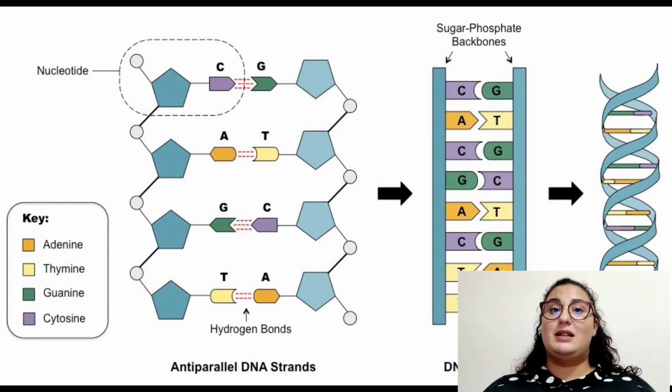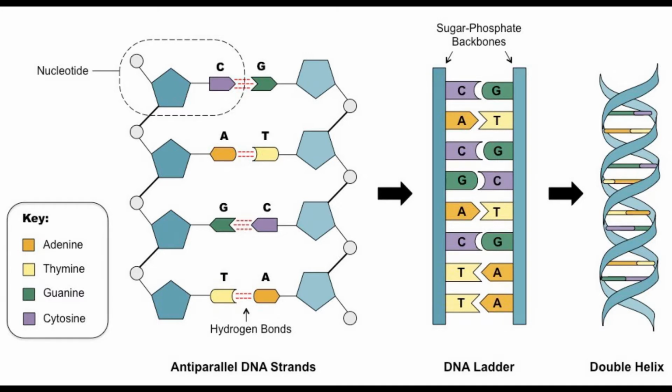Since DNA is double-stranded, if on one strand we have adenine, exactly opposite it on the other strand you would have thymine. If you have cytosine on one strand, exactly opposite on the other strand you would have guanine.